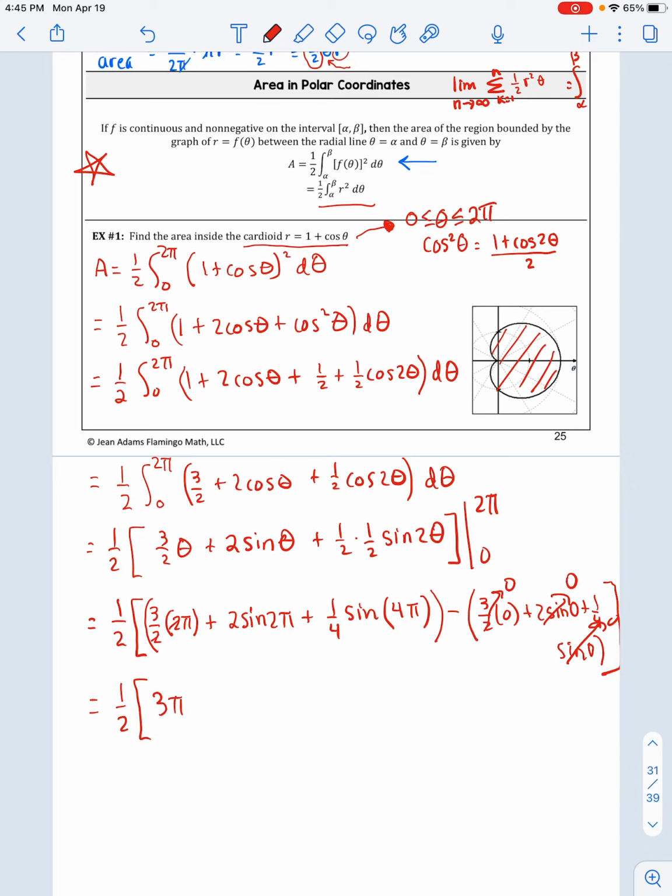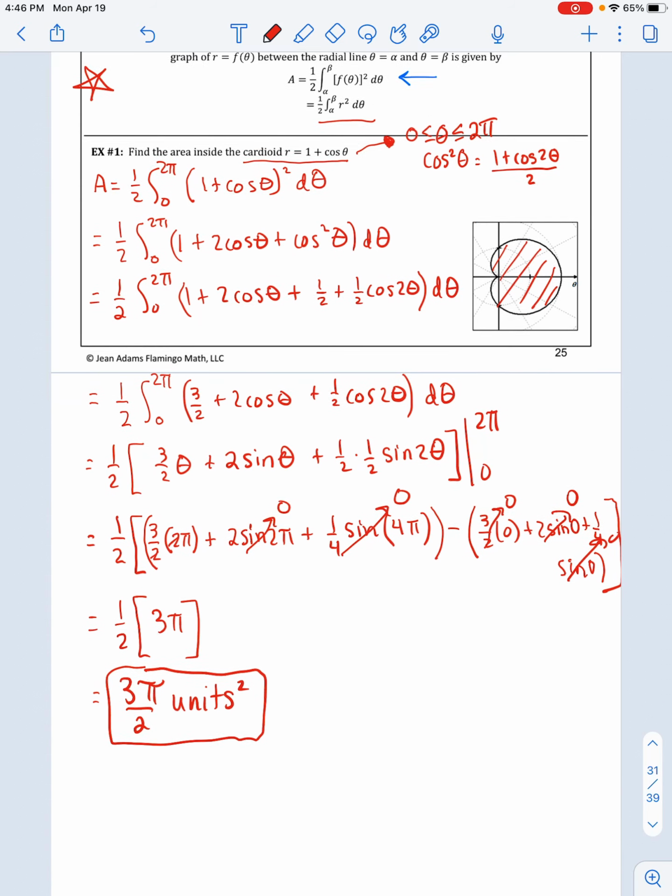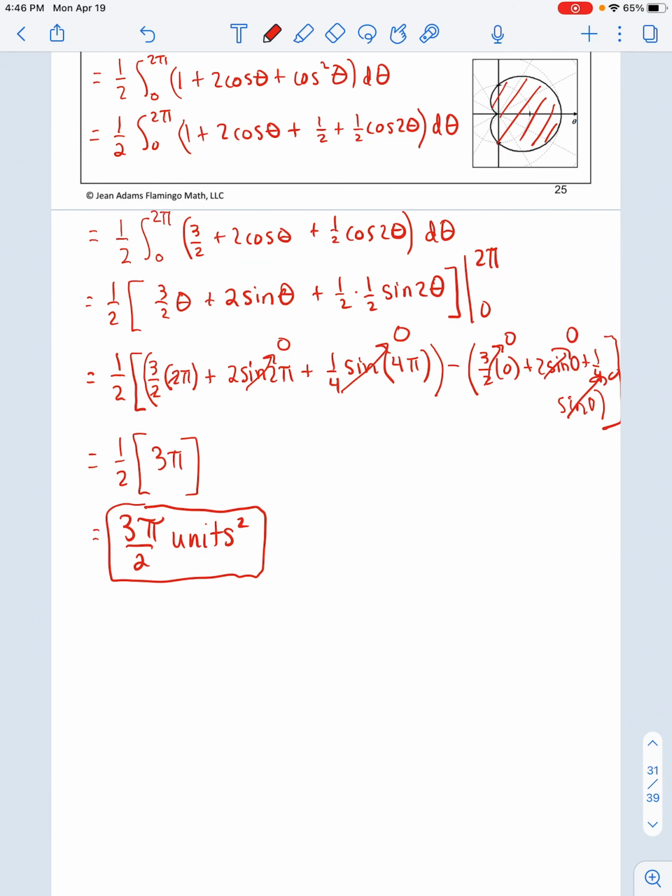Some of these even go to 0. So the 2's are going to cancel here. I get 3 pi. The sine of 2 pi goes to 0. The sine of 4 pi goes to 0. And so since this is area, this area is 3 pi over 2 units squared. Okay, so that is the area inside the cardioid.